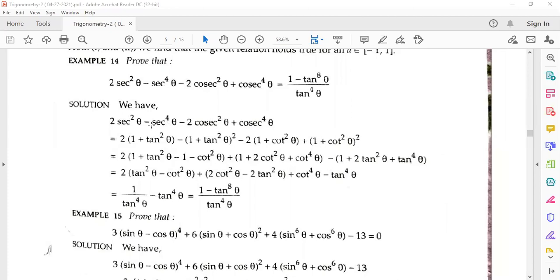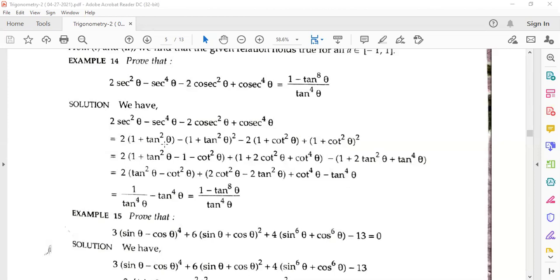2 sec square theta, the left hand side, is written here. Now 2 into sec square theta means 2 into 1 plus tan square theta, minus sec to the power 4 theta, which can be written as sec square theta whole square, that is 1 plus tan square theta whole square, minus 2 cosec square theta, which means 2 into 1 plus cot square theta. Plus cosec to the power 4 theta, which can be written as cosec square theta whole square, that is 1 plus cot square theta whole square.